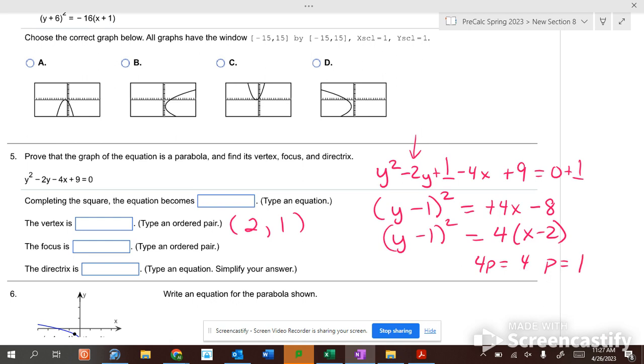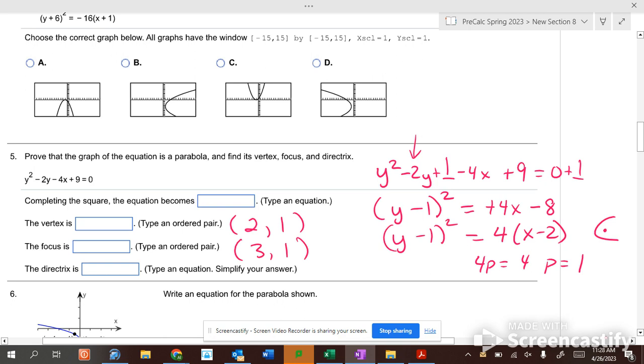1. Now, this is a left, right, or up, down? Left, right. So, and since p is positive, it's going to go like that. Okay, so the focus is going to be on this side. What's 1 to the right of the vertex? 3, 1. 1 to the right. You're adding the x direction. Directrix line, what's 1 to the left of the vertex?